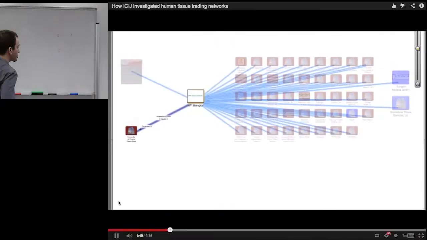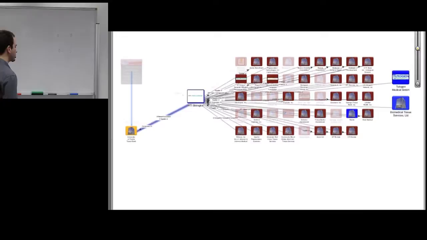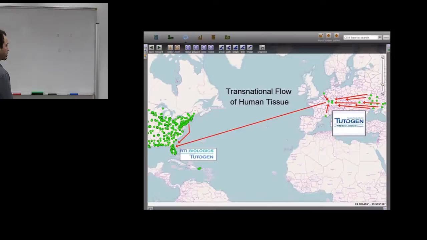So here's our story. There's this company called RTI Biologics, which started out as a nonprofit division of the University of Florida. Since breaking away, it has become one of the world's largest publicly traded for-profit tissue processors. As we dug into this global trade, we started to see a pattern. RTI and its German subsidiary, Tutogen, have repeatedly obtained tissue from suppliers that were later investigated for allegedly stealing human parts. First, let's go to Ukraine.